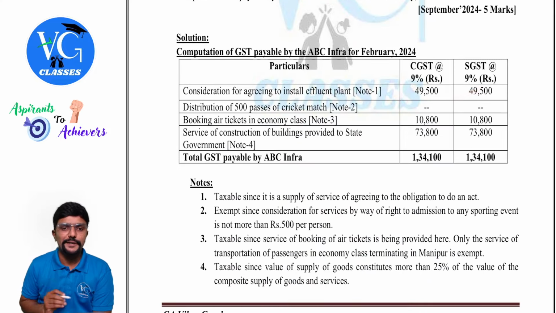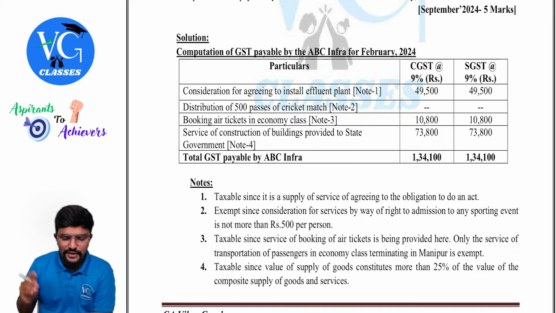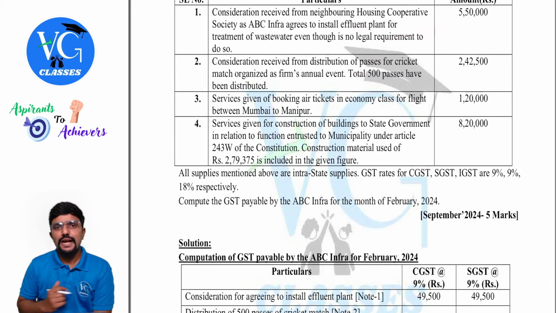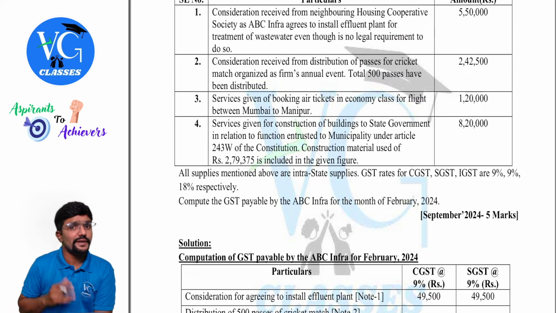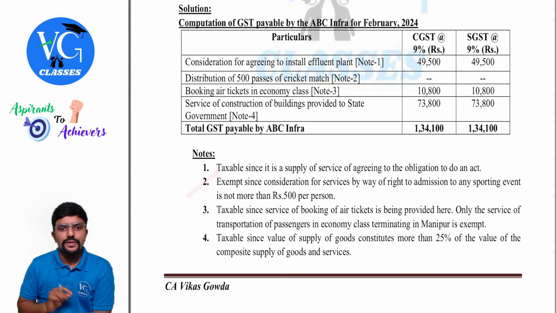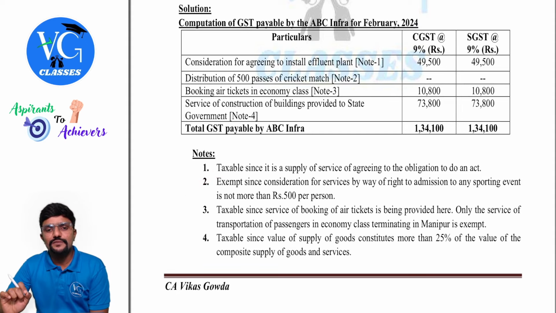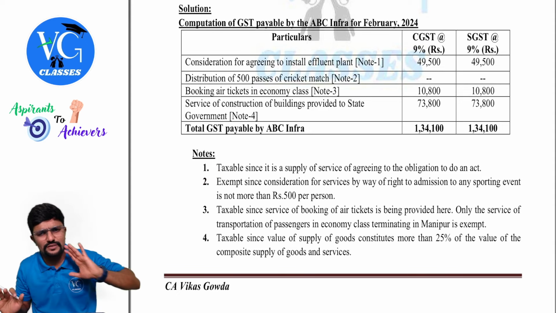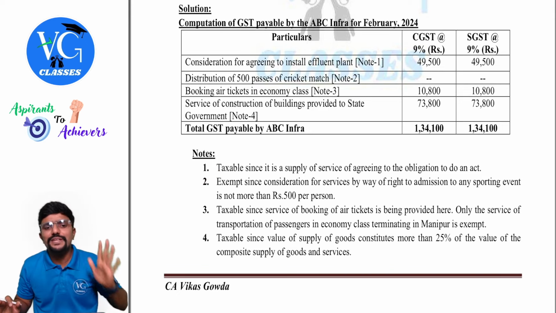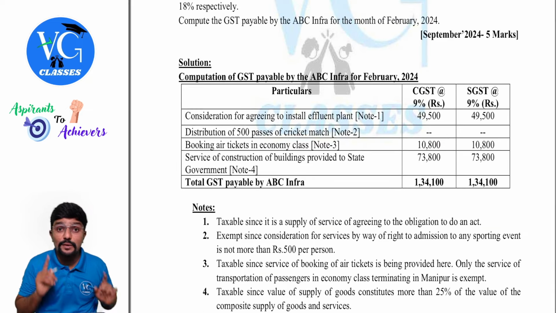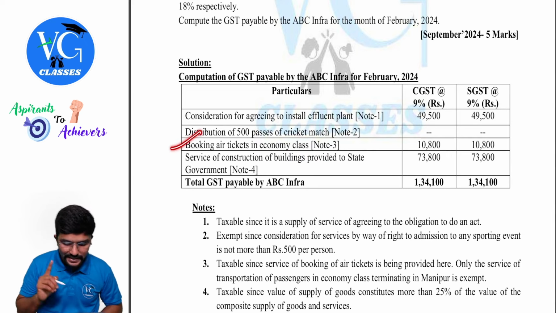49,500, 49,500. Then distribution of 500 passes of cricket match. You divide 2,42,500 by 500. Sir, are you getting the value more than 500 or less than 500? Less than 500, guys. So it would be exempt. You can see here, exempt since consideration for services by way of right to admission to any sporting event, whether organized or unorganized, doesn't matter, is not more than 500 rupees per person, guys. As it is less than 500, nothing is taxable per pass or per ticket. Next, booking air tickets in economy class.